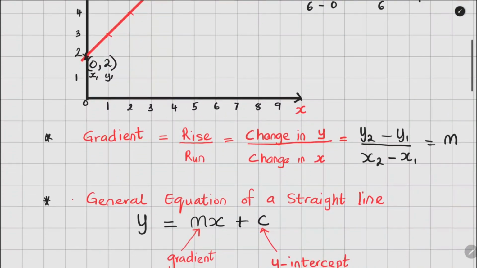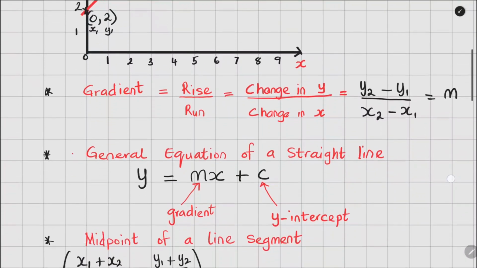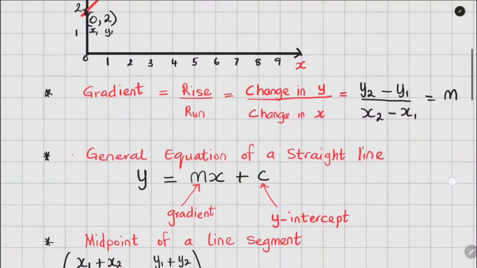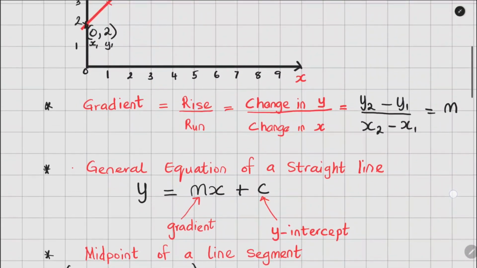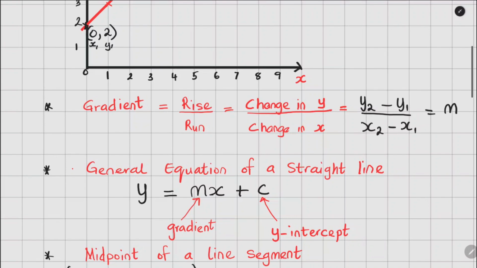Now, you remember we said this is a straight line. There is a general equation of straight lines. It is written as y equals mx plus c. y equals mx plus c. Now, your m here represents your gradient, while your c represents your y-intercept. What did I say? m represents your gradient and your c represents your y-intercept.